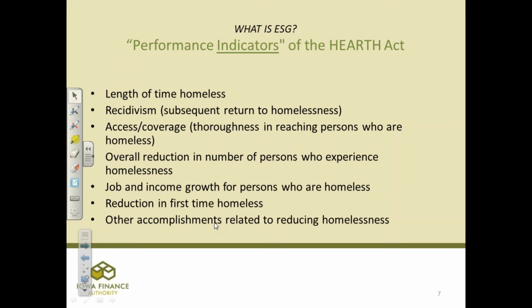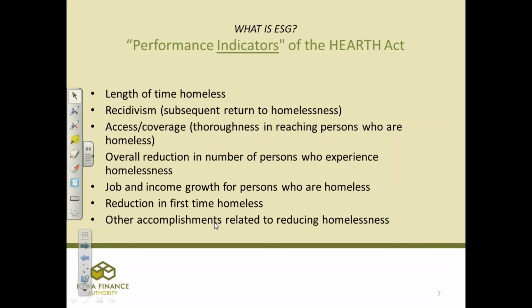So we are looking at the length of time homeless, and of course we want to be reducing the length of time that individuals or families spend homeless. We're looking at recidivism, or subsequent returns to homelessness after someone has exited out of homelessness. We're looking at access or coverage, so we want to make sure that we're thorough in reaching persons who may need assistance. And that could include geography, it could include different demographic types, just different folks in need anywhere in our state.